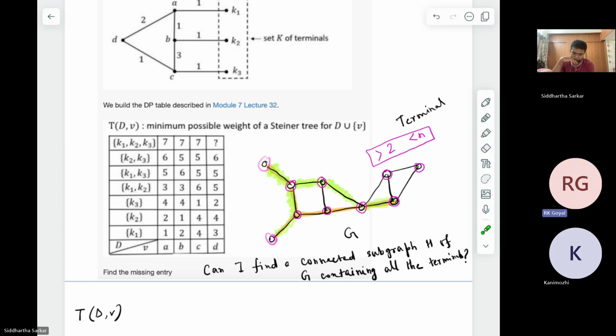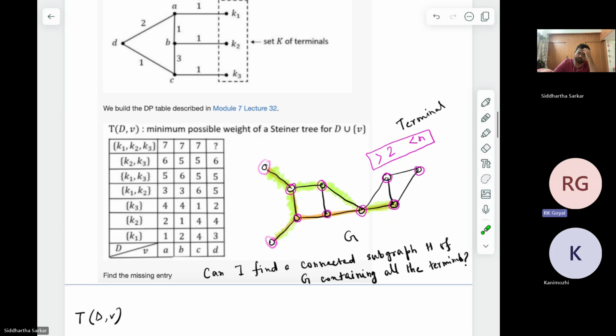I think that can be done in that way. Say if we are trying to compute T of D comma B, then we will look for D minus one terminal. Yes, then you are right. So D needs to be partitioned into some smaller pieces. That is the first observation you have.